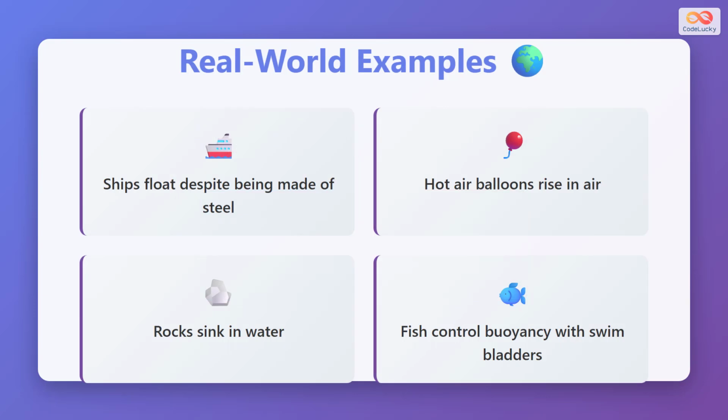Let's look at some real-world examples of buoyancy. Ships float despite being made of steel because their overall density, including the air inside them, is less than water. Hot air balloons rise in air because hot air is less dense than the cooler air around it. Rocks sink in water because they're denser than water. And fish can control their buoyancy using special organs called swim bladders, which allow them to adjust their overall density and stay at different depths in the water.